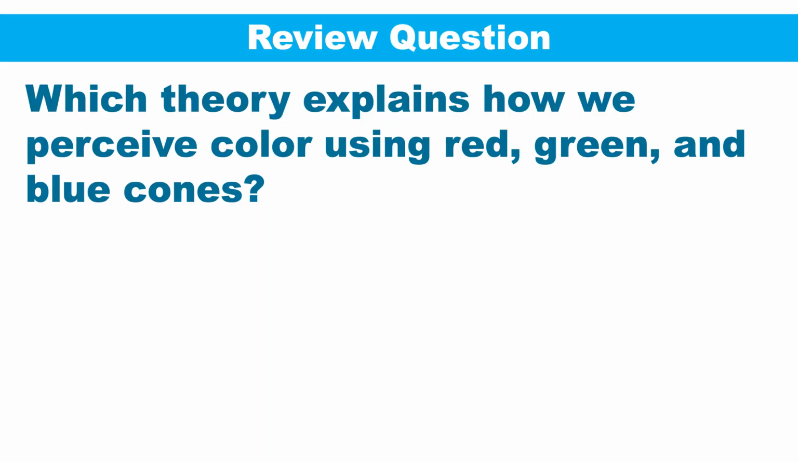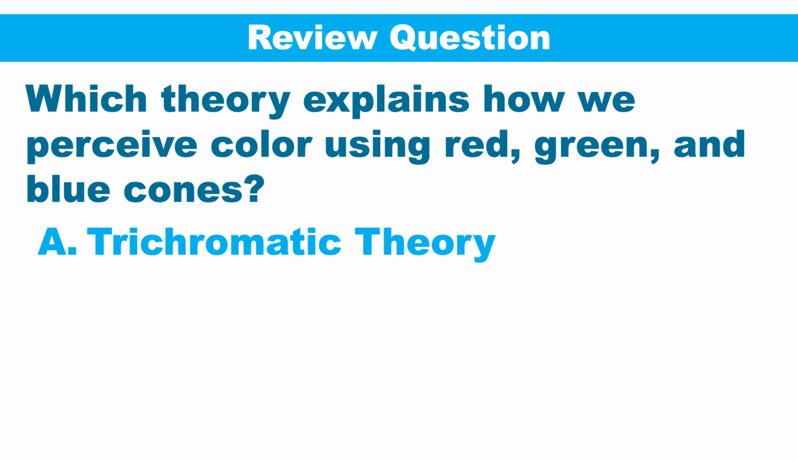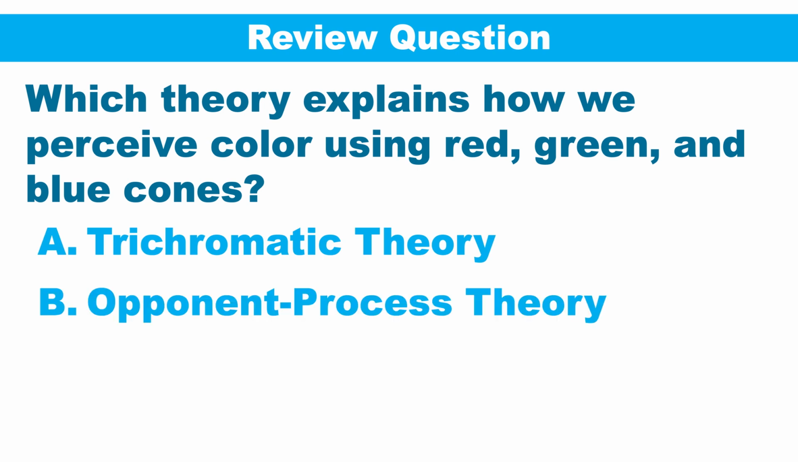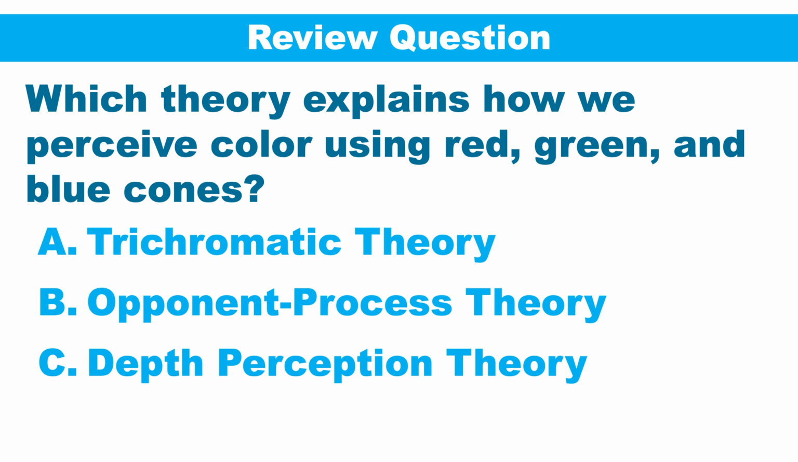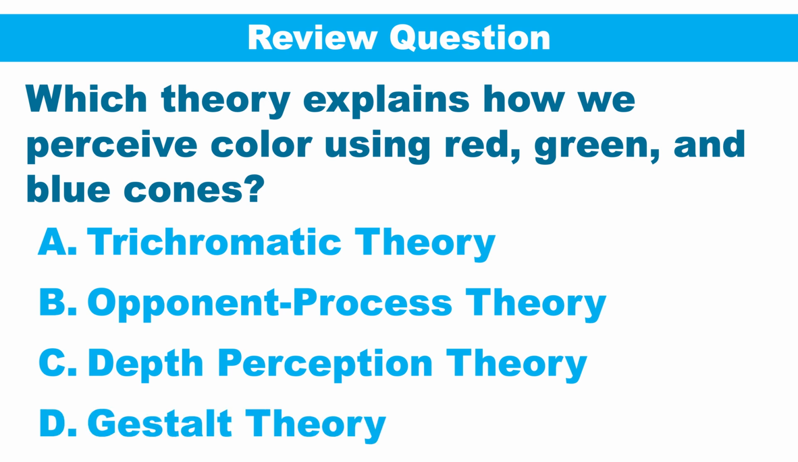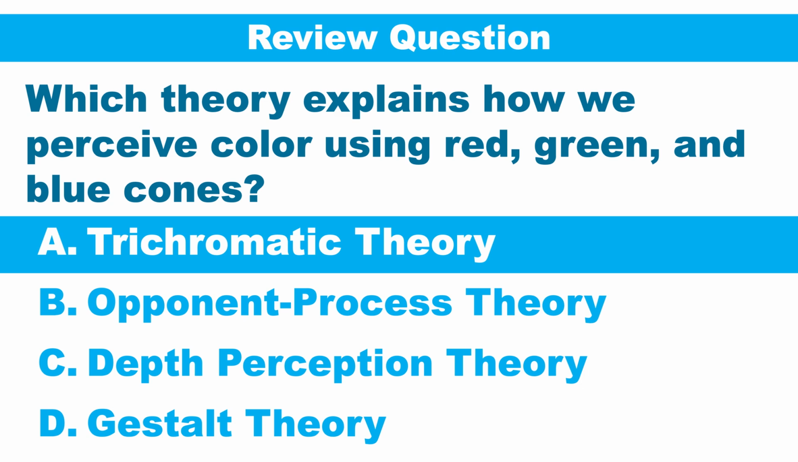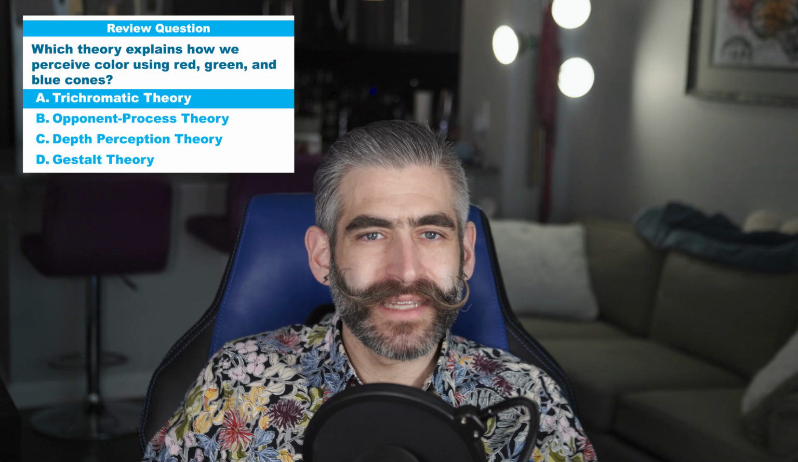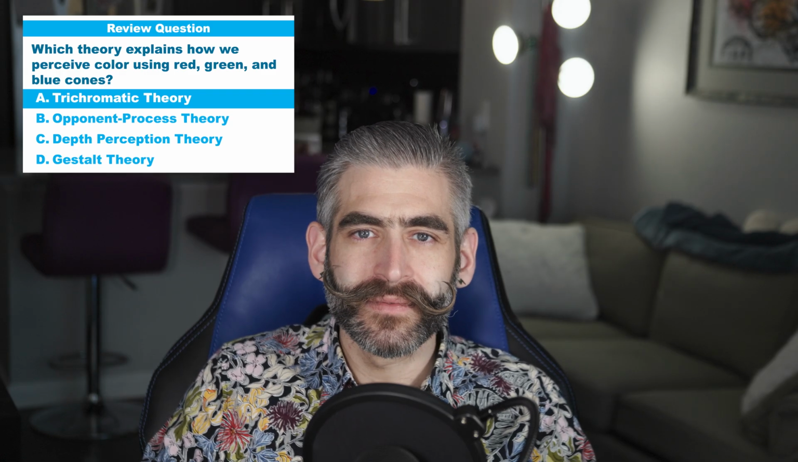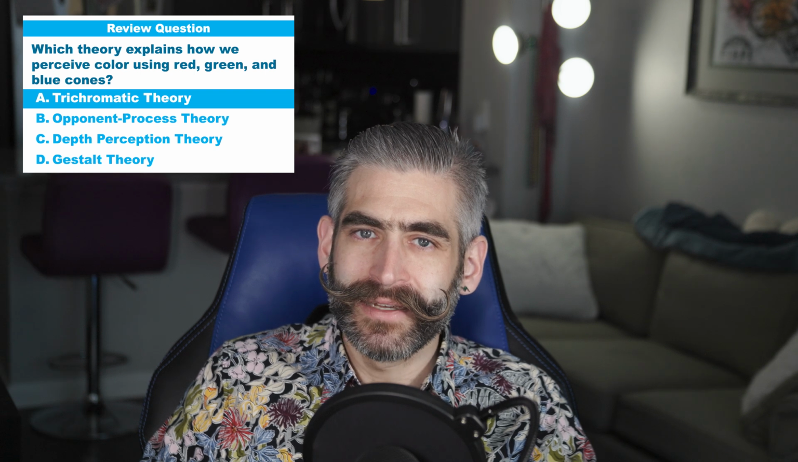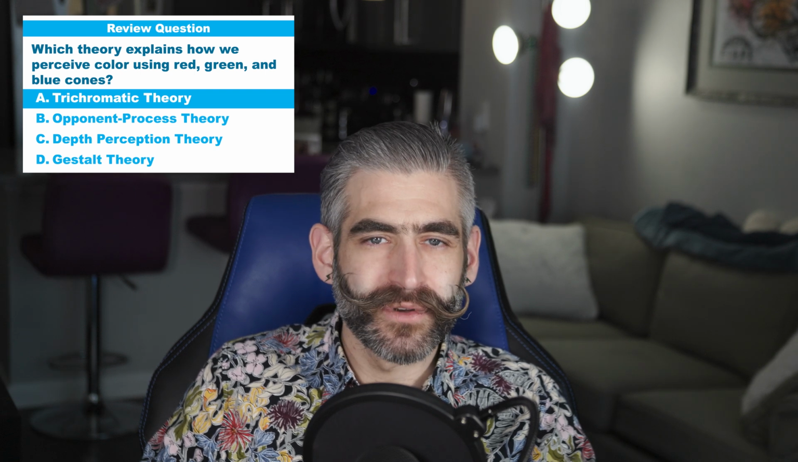Which theory explains how we perceive color using red, green, and blue cones? Is it A, trichromatic theory, B, opponent processing theory, C, depth perception theory, or D, Gestalt theory? The answer here is A, trichromatic theory. This theory explains how your brain uses input from 3 different types of cones, sensitive to red, green, and blue light, to create the full spectrum of colors that we perceive.